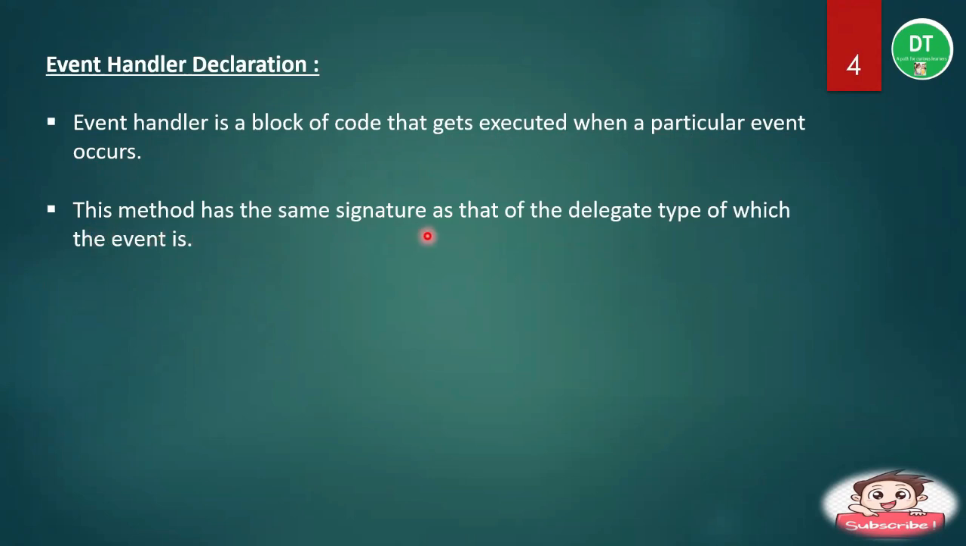This method has the same signature as that of the delegate type of which the event is. As we have seen, an event is of type delegate, so on that particular event occurrence, suppose a triple click happens on the screen, then the method will be called, but this method will have the same signature as that of the delegate. Suppose the event is of type EventHandler delegate, so the method which gets called on the particular event, like triple click, will have the same signature as that of the EventHandler delegate.